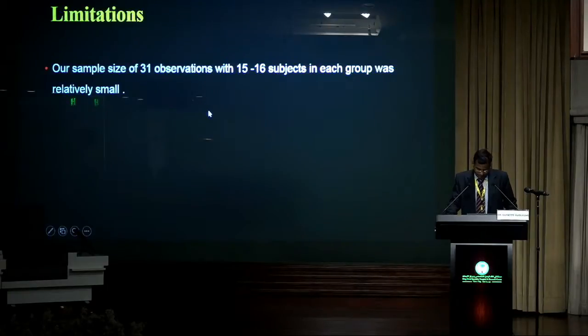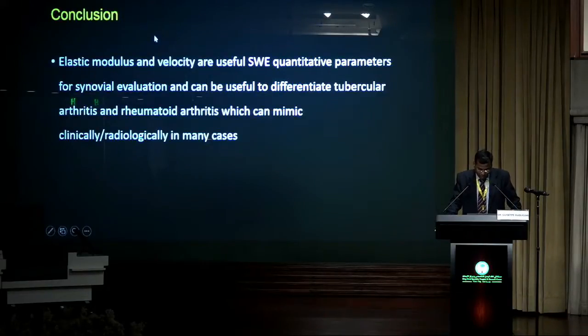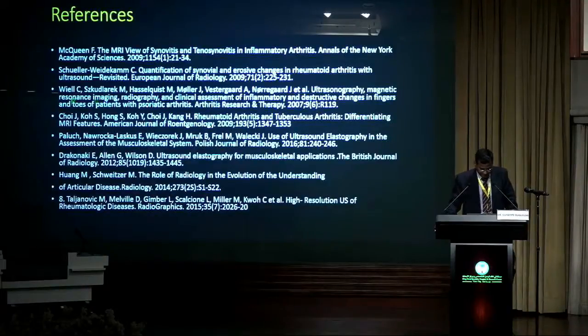The limitation of the study was that we have a limited number of cases in the two groups, one is 15 and the other 16. So to conclude, the elastic modulus and the velocity are useful elastographic quantitative parameters for synovial evaluation and can be useful to differentiate tuberculous arthritis from rheumatoid arthritis, which can mimic each other or sometimes is difficult to differentiate radiologically in many cases. But we need a larger patient study to say whether this difference holds true for more cases. Thank you very much.